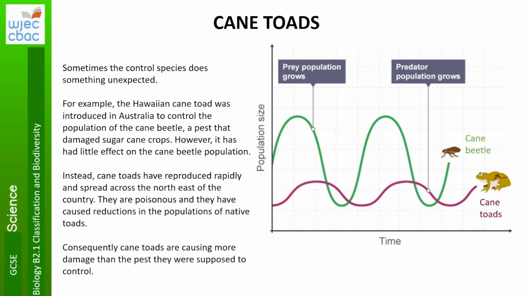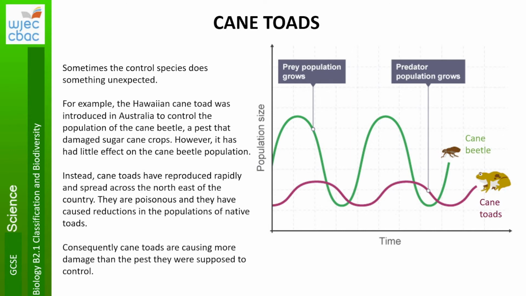So the Hawaiian cane toad is not native to Australia. That means it doesn't normally live there. It is what we call an alien species. So they introduced the Hawaiian cane toad, and sure enough, the Hawaiian cane toad gorged himself on cane beetles and started to decline the number of cane beetles.